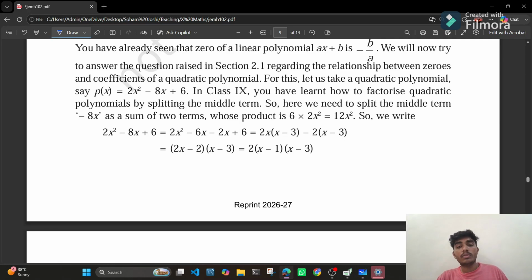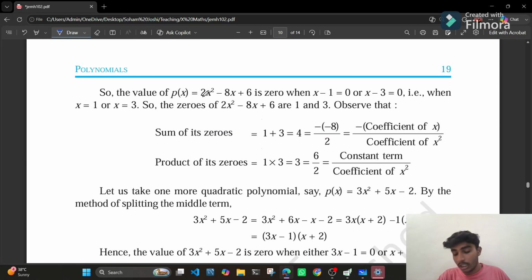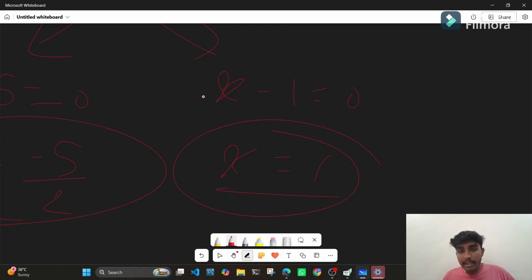Now we need to see the relation between the roots of the equation. Let's say you have an equation, I'm sorry.